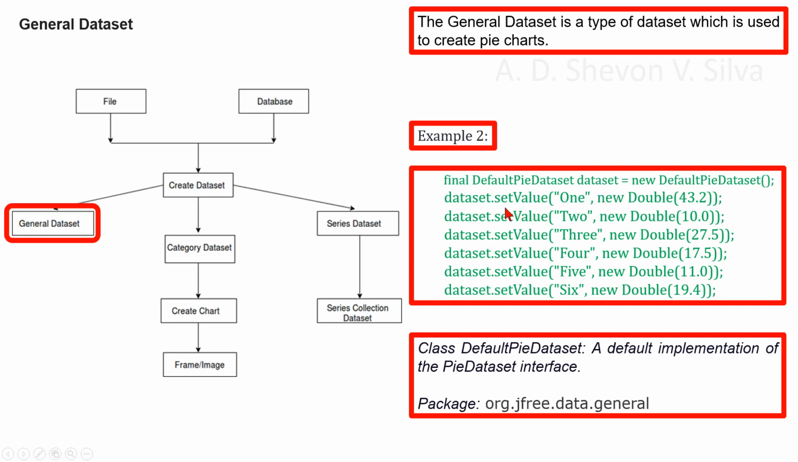Here the method setValue sets the data value for a key and sends a dataset change event to all registered listeners. Here, this is the key, null not permitted, and this is the value.